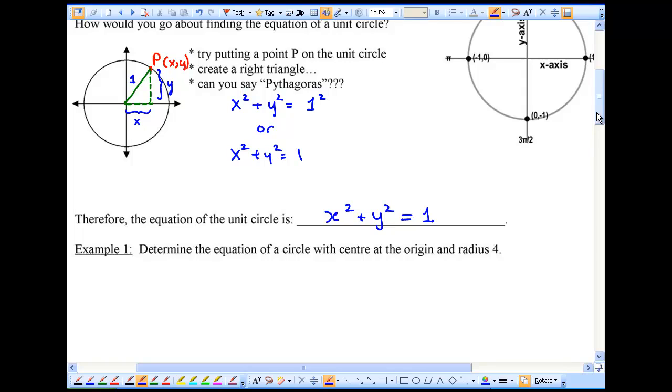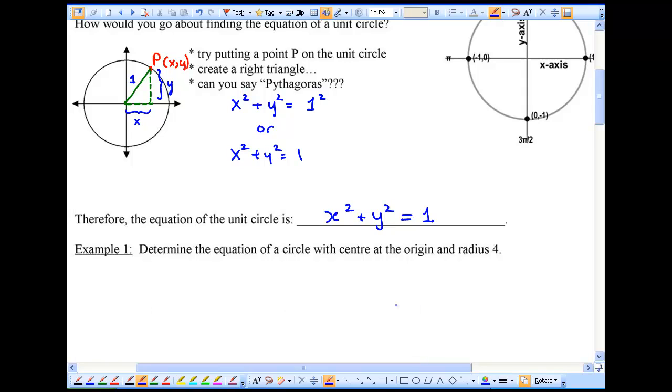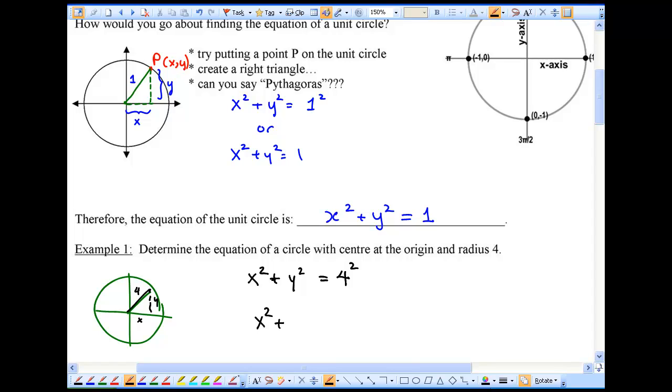Well, how does this change if I ask you to look at example number 1: determine the equation of a circle with center at the origin and the radius equal to 4? How would that change now? Well, all we're doing is extending the radius. Instead of it being 1, it'd be 4. So think about my little diagram from above. Instead of this being 1, that now is equal to 4. This is still x, this is still y, so x squared plus y squared equals, you guessed it, 4 squared. And of course, that simplifies to x squared plus y squared equals 16. Done.